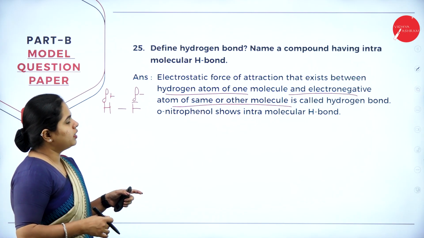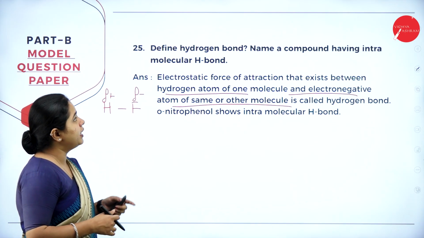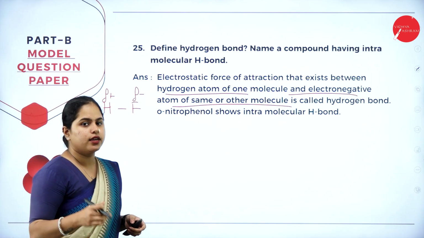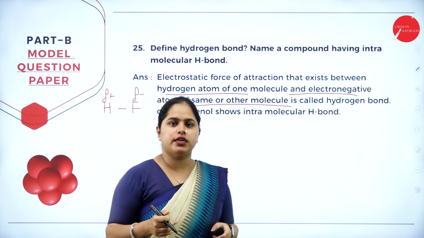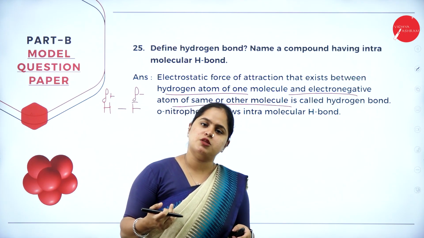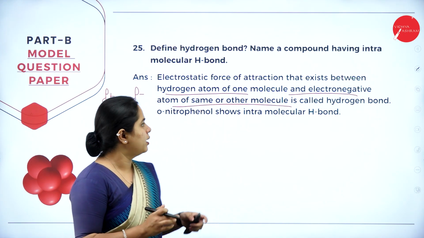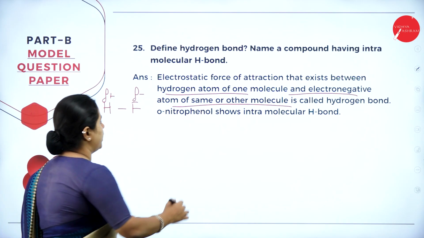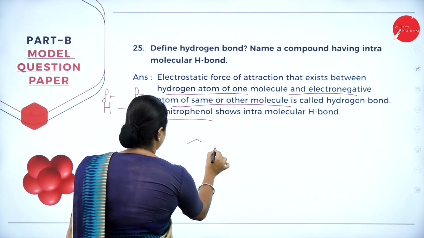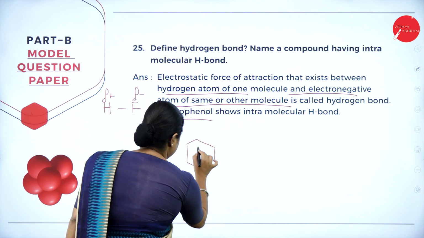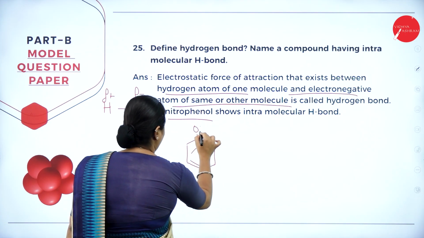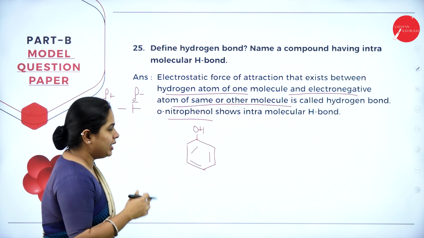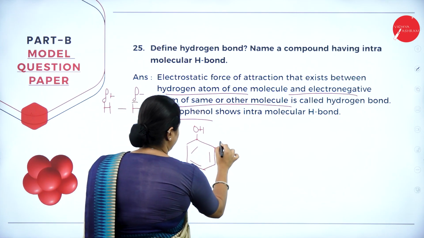Here the question asks you to name a compound having intramolecular hydrogen bonding. So what is intramolecular hydrogen bonding? Hydrogen bonding present within the molecule. An example here is orthonitrophenol. What is orthonitrophenol? You have a benzene ring having OH. This is called phenol, and in the ortho position you have NO2.